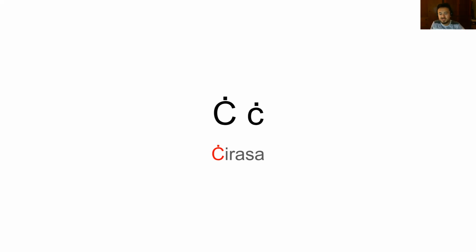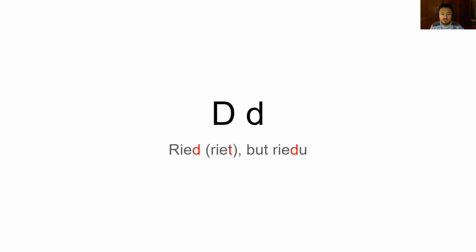Then there's ch, such as in the word chirasa, which means cherry, and it starts with the same ch as cherry. Then there is d, as in Dar. Dar means house or home. Now, d also sometimes changes into a t.